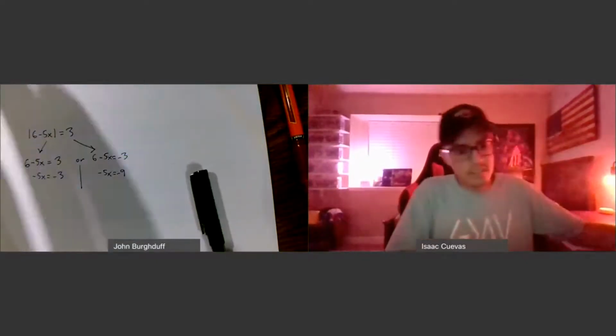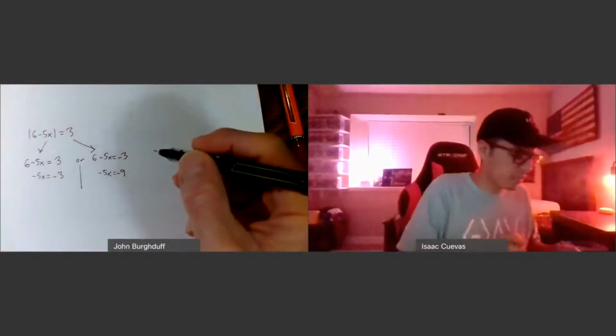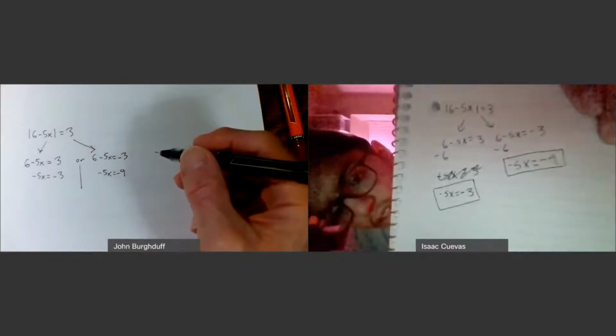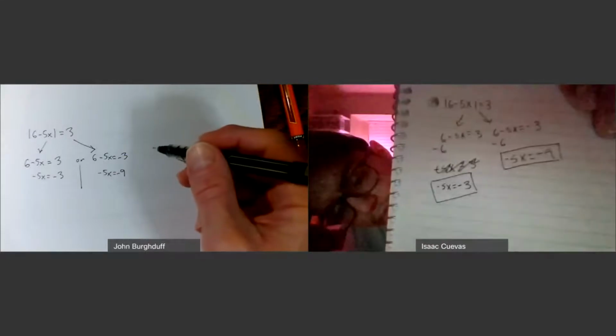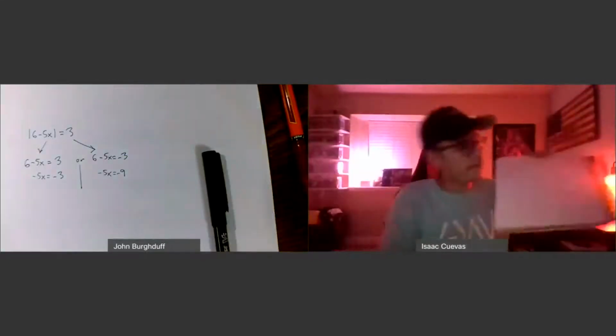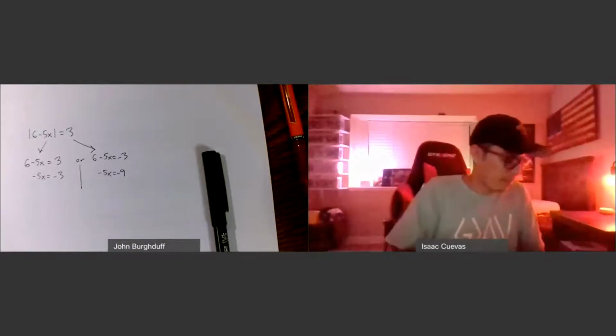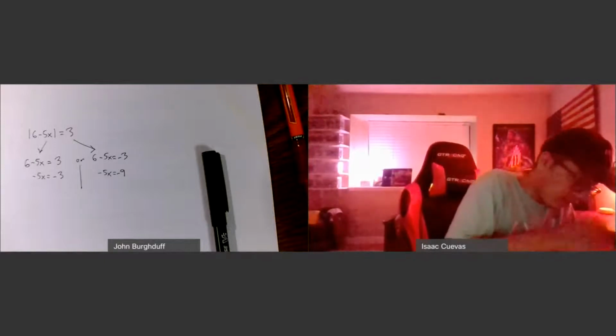I'm not scoring these because I'm not saying these are the answer. Yeah, so far, so good. Yes, you're good. So then with that you would divide by -5 from both sides. Yep.